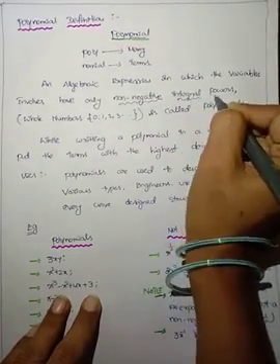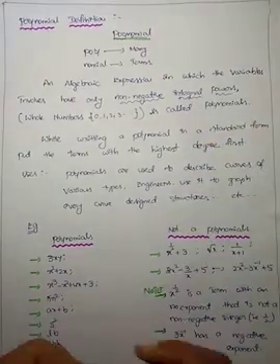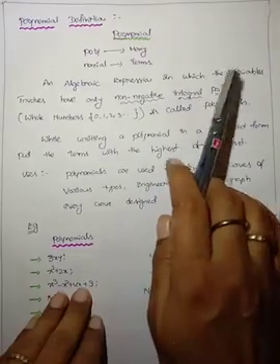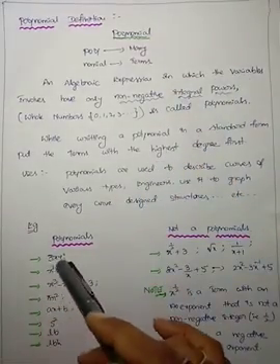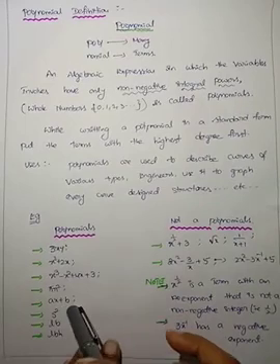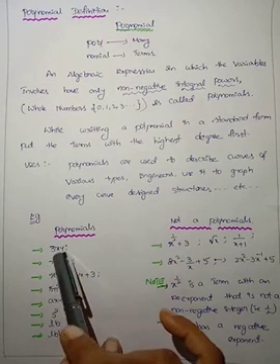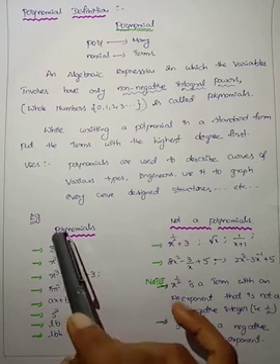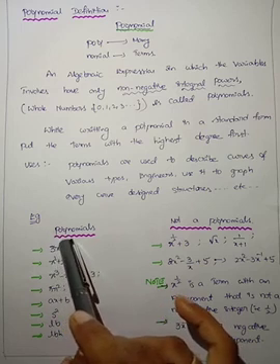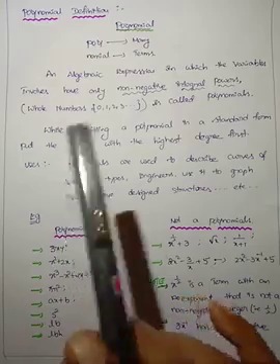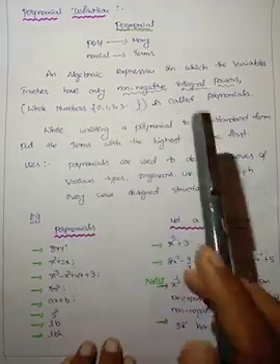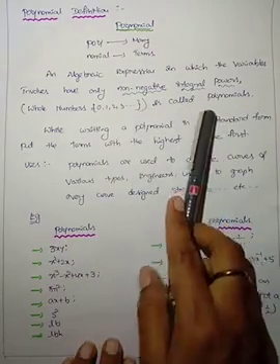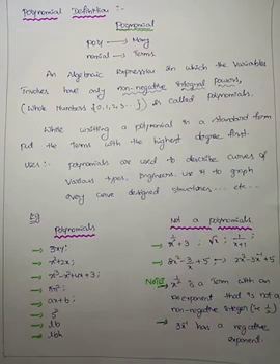Non-negative integral powers. An algebraic expression in which the variables involved have only non-negative integral powers, meaning whole numbers, is called a polynomial. Polynomial means an algebraic expression.